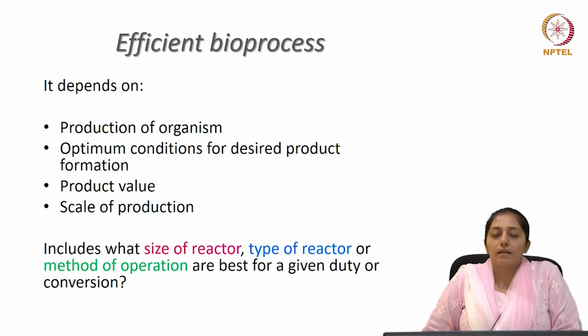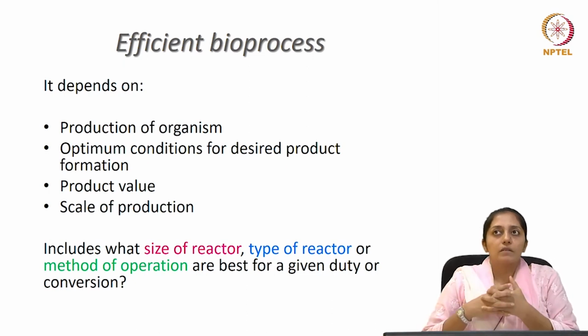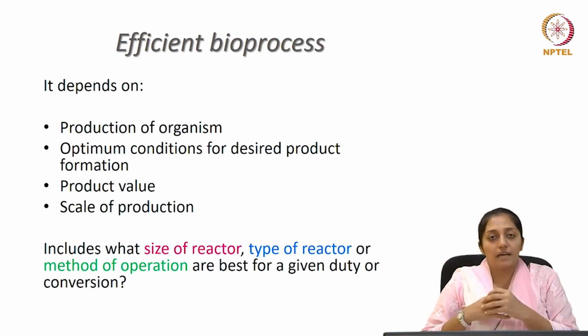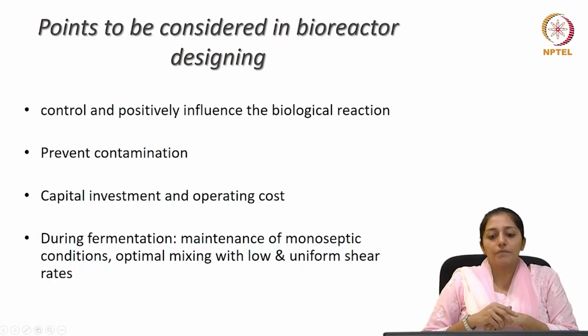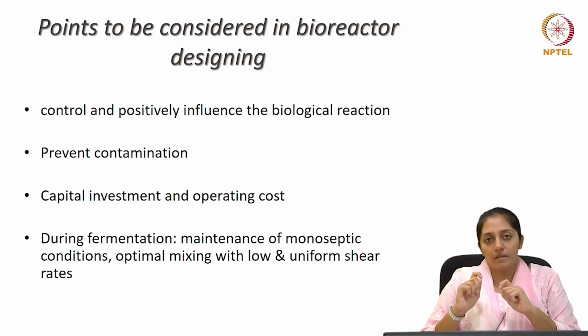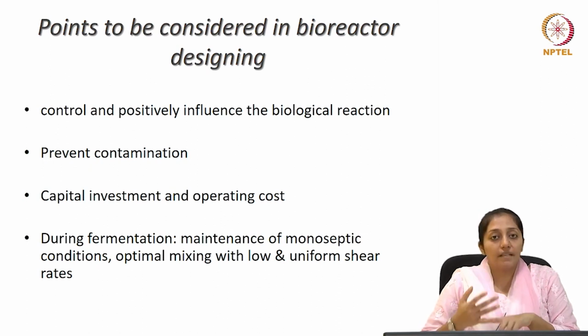Now, in what sense? For example, in order to answer these questions, you should be able to know what size of reactor is needed to run the operation, what type of reactor you will be needing, and what method of operation will be best for the given substrate duty or conversion. So the points which we will consider in bioreactor design, they should be able to control and positively influence the biological reaction. That is key. It should be able to prevent contamination.